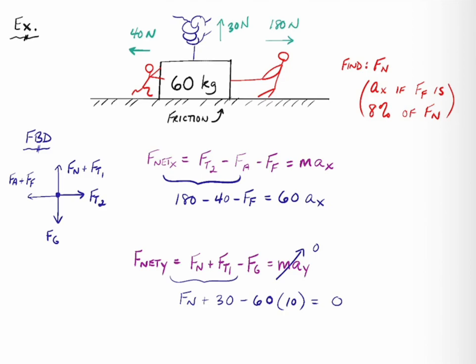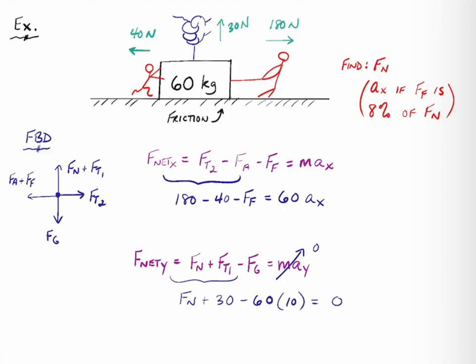Then I can go ahead and plug in my known information. 180 newtons is my Ft2 going to the right, 40 newtons going to the left. Friction is unknown, so I'll leave that as FF. And I'm going to set that equal to the mass of the block, which is 60 kilograms, times the acceleration in the x direction. Now at this point, I don't have enough information to solve the F net x equation because I have FF and the acceleration in x, which are both unknown. But if I solve for my normal force and then use the normal force to figure out what friction is, then I'll have one of these pieces of information and I can solve for the other.